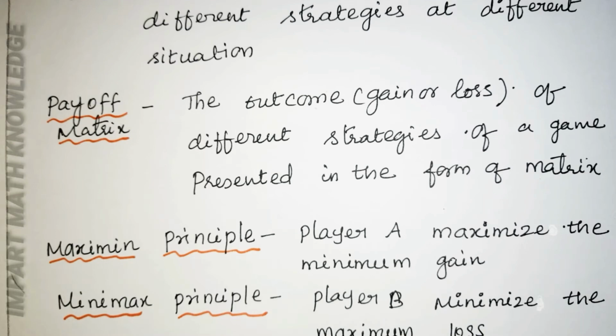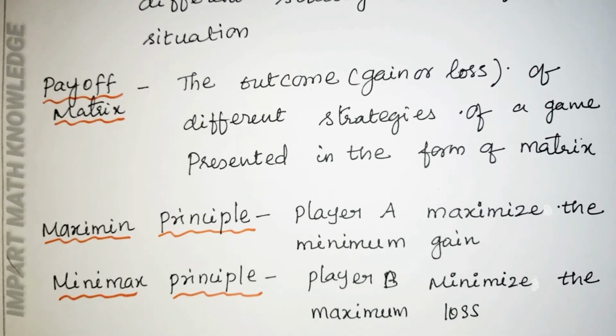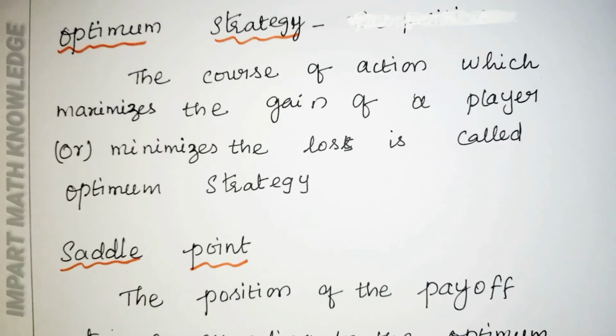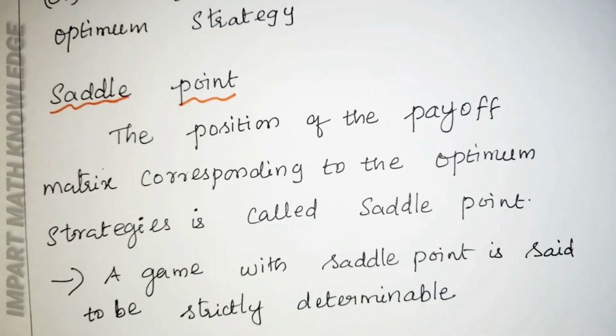Maximin principle: a player maximizes his minimum guaranteed gain. Minimax principle: player B minimizes the maximum loss. Player A is a maximin player, player B is a minimax player. Optimum strategy: the word optimum means either maximum or minimum. Here we maximize the gain of the player or minimize the loss of the player. Saddle point: the position of the payoff matrix corresponding to the optimum strategies.